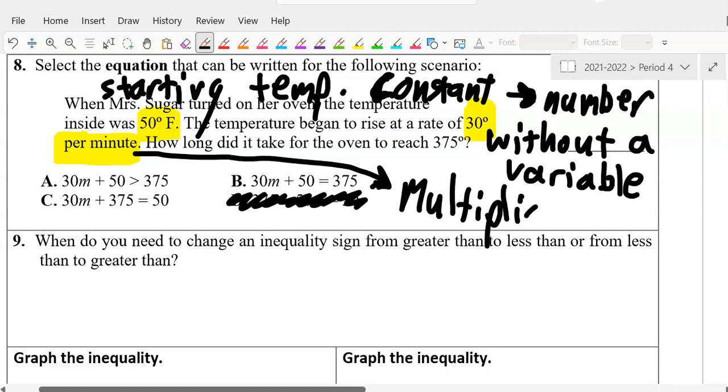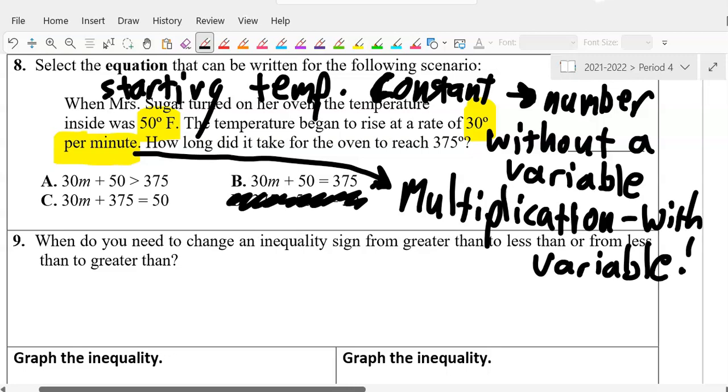So it needs a variable. Okay? So with a variable. Okay. So we're looking for 30M. Okay, so A, B, or C. Which ones of those have 30M? All of them. Okay, so now we just need our last sentence.